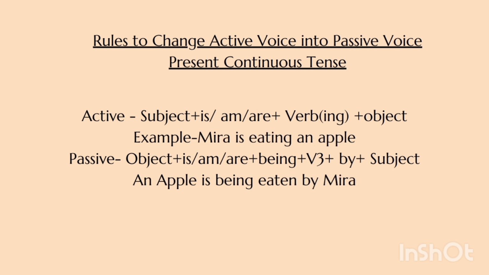So if we change the sentence into passive voice, the formula will be: the object, is, am, are, being, third form of verb, by subject. So what is the object here? An apple. Apple is singular. So is being eaten. Eat's third form is eaten, by Mira.